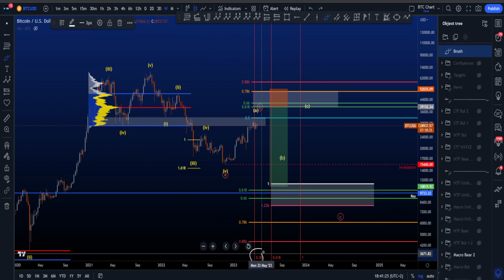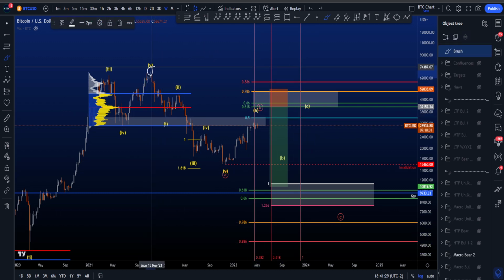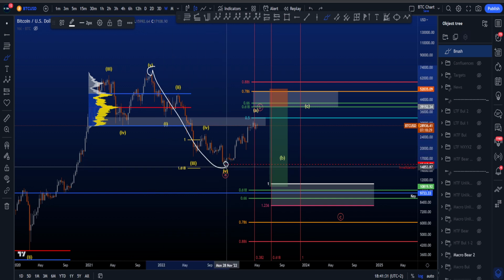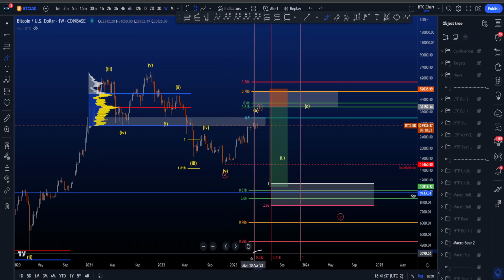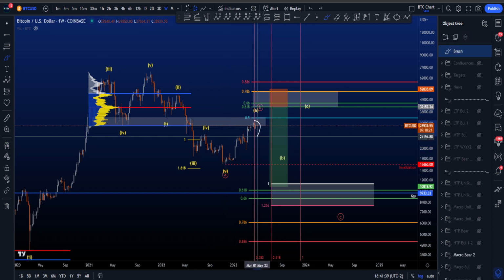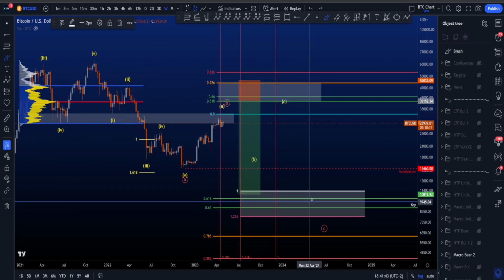This is the 0.382, or at least the fib time that you see is taken from the high over here, the all-time high, to the low. And the wave B, well, for me, minimum should be at least a 382 fib time, but it already reached the 382 fib time. So potentially this could be the end of a wave B before then the C to the downside.